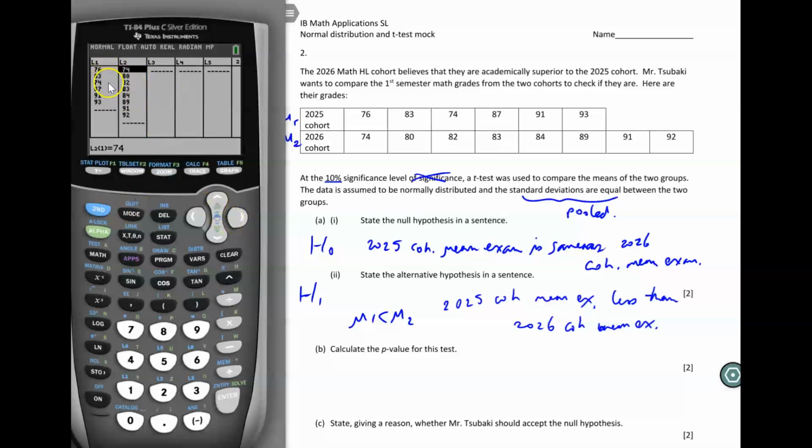Okay, so I put the data in here. I got 76, 83, 74, 87, 91, 93. 74, 80, 82, 83, 84, 89, 91, 92.